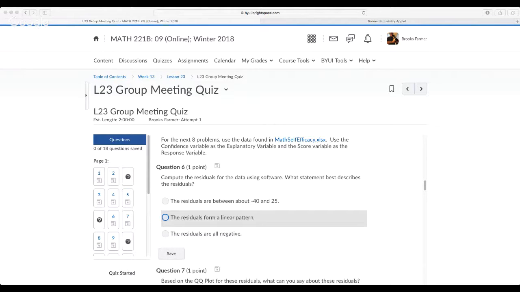So the x here is going to be the score. The confidence variable is explanatory, and score is the response. Score is response? Yes. That's what it tells us. Use the confidence variable as the explanatory variable, and the score variable as the response variable. Okay, yeah.